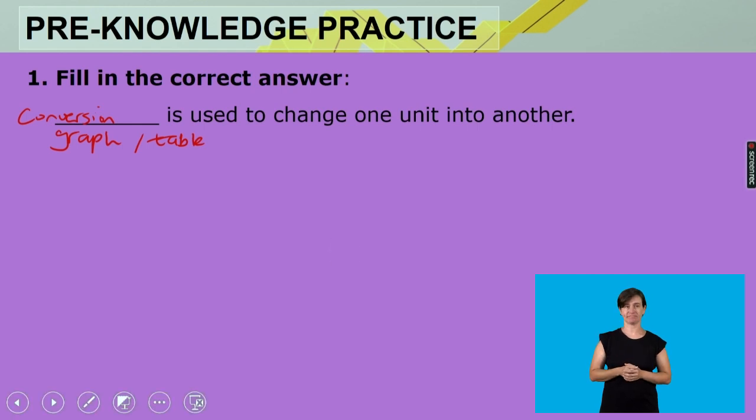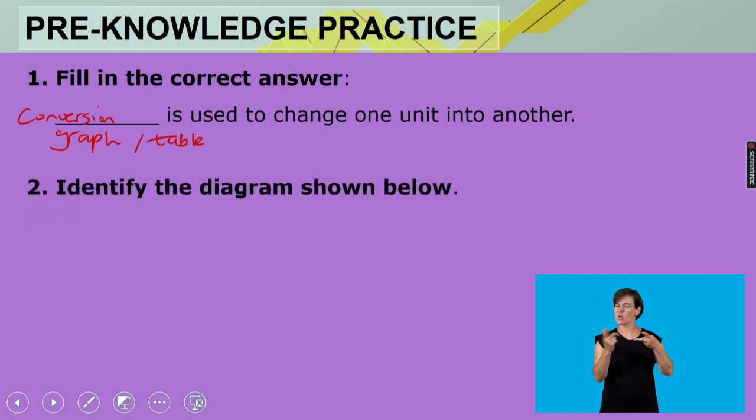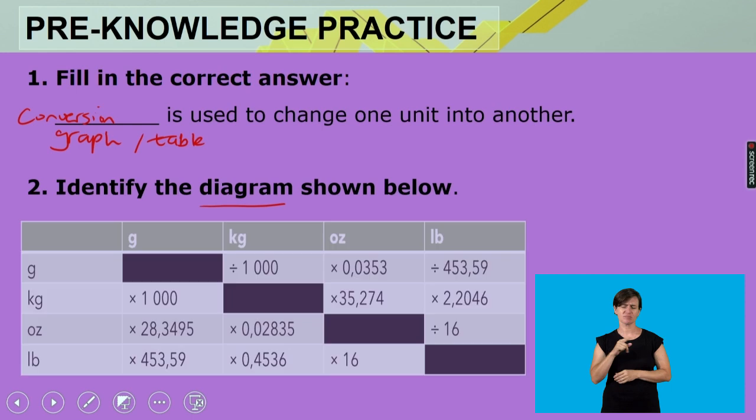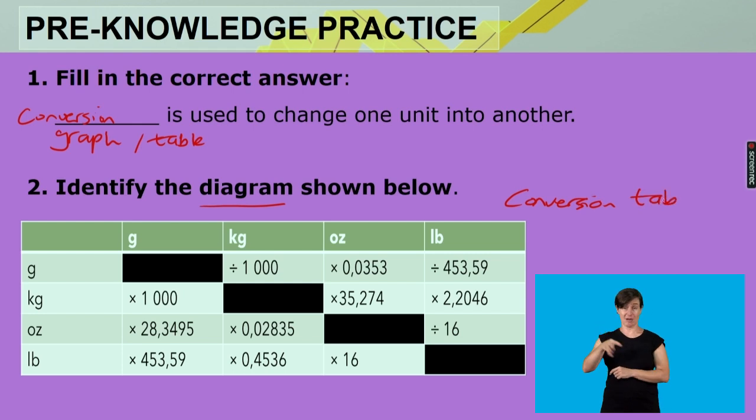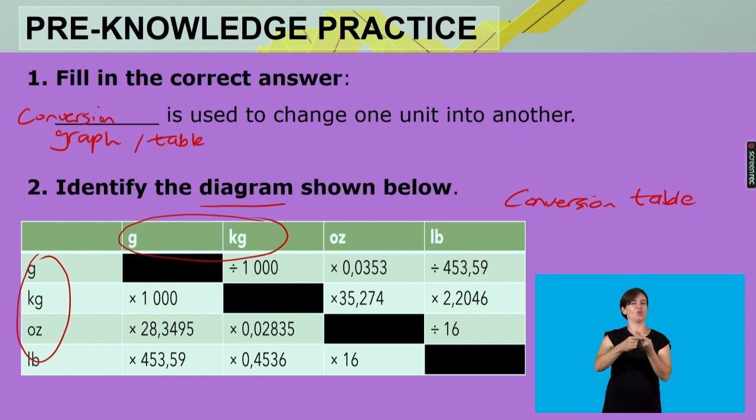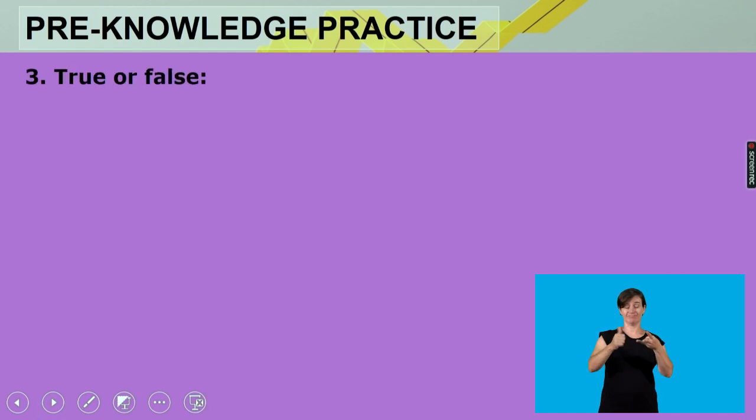Let's look at another question. Question number 2, identify the diagram shown below. Looking at this diagram that's given, we can clearly see that this is a conversion table. Are we all clear on that? Here we can see our units, grams, kilograms, and so on.